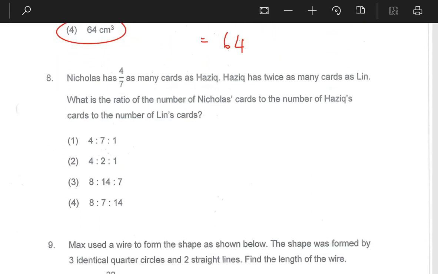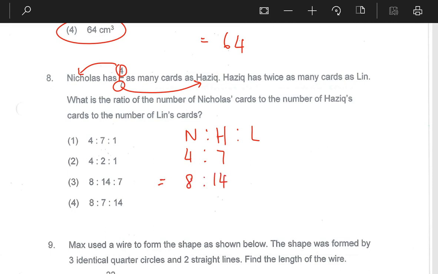Alright, now Nicholas has 4/7 as many cards as Haziq. So again, the 4 refers to Nicholas and the 7 refers to Haziq. So in a ratio form, Nicholas and Haziq will be 4:7. Haziq has twice as many cards as Lin. Now it seems that there's a third person, and this Haziq has double of what Lin has. Now if Haziq has double, that means Lin will be half. Alright, but it's very hard for me to halve a 7 because it's an odd number. So what I could do is I could expand this ratio out to become 8:14. After all, they are the same, they are equivalent ratio.